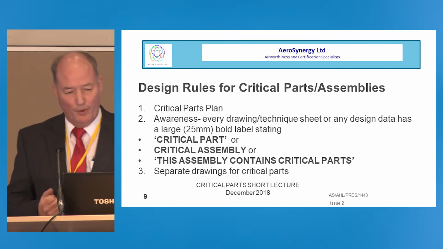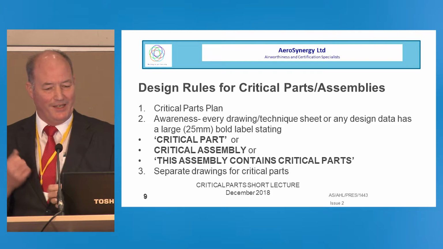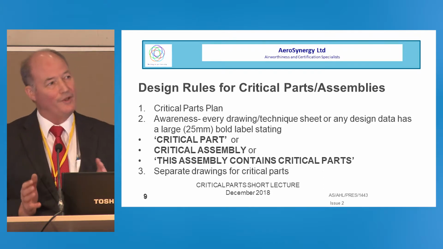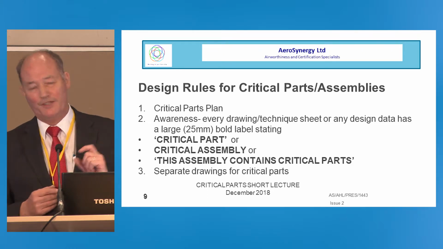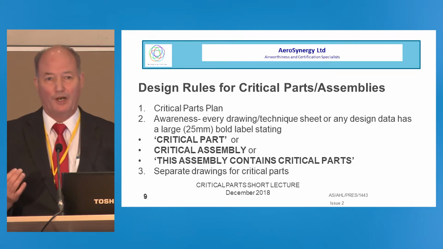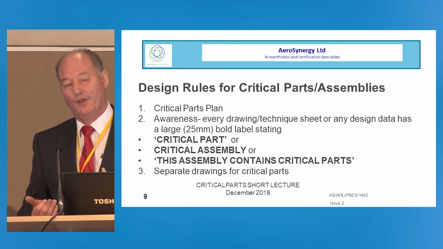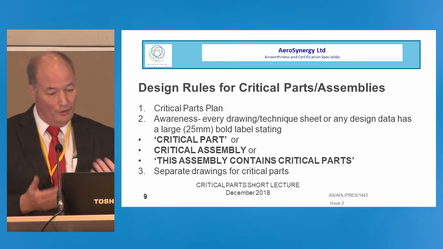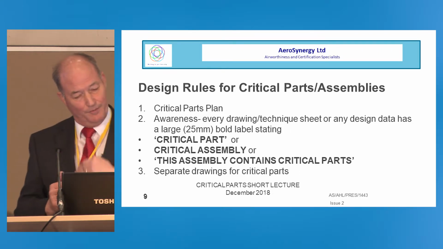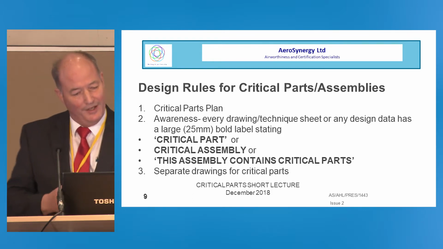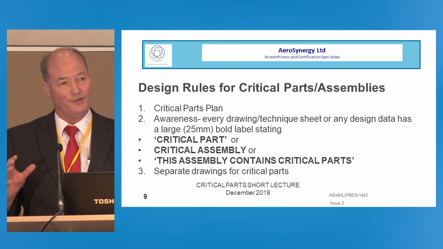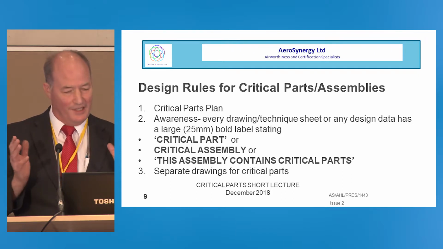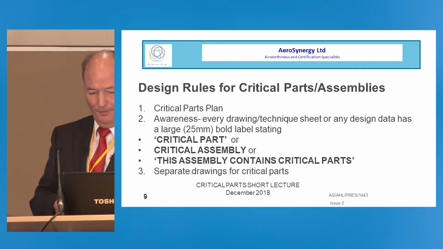Awareness is really important. Every drawing, every technique sheet, everything to do with that critical part is labeled with large, bold letters, 25 millimeters high, that will say critical part or critical assembly. Or in the case where we have a non-critical assembly that contains critical parts, you still want people to be aware. So the boldest label would say this assembly contains critical parts. Awareness is absolutely key all the way through.